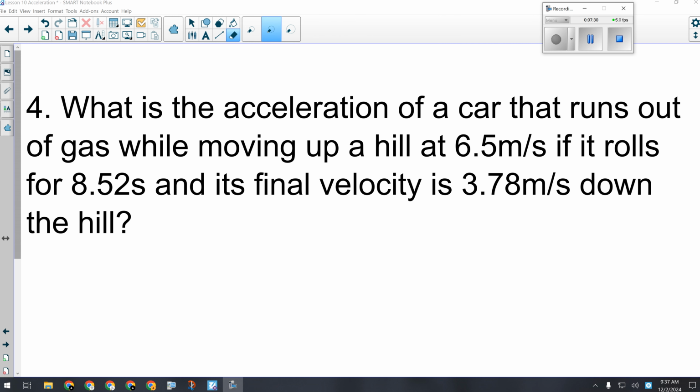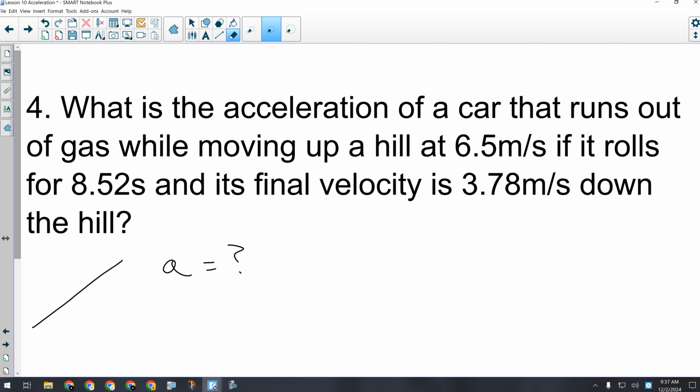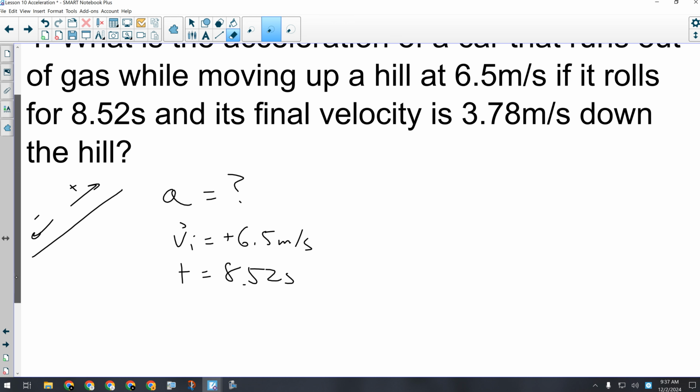All right, so we're looking for the acceleration on this one, so that should make it a bit easier. Maybe we don't have to do any algebra. A car runs out of gas while moving up a hill at 6.5 meters per second. Okay, this feels like a question where the direction might change, so I'm going to indicate that up the hill is positive and down the hill is negative. So initial velocity is positive 6.5 meters per second. Okay, rolls for 8.52 seconds, and its final velocity is 3.78 meters per second down the hill. So I'm going to make that one negative.